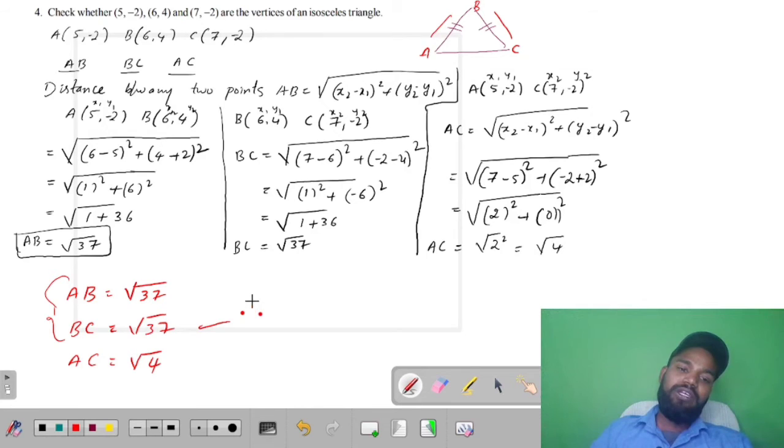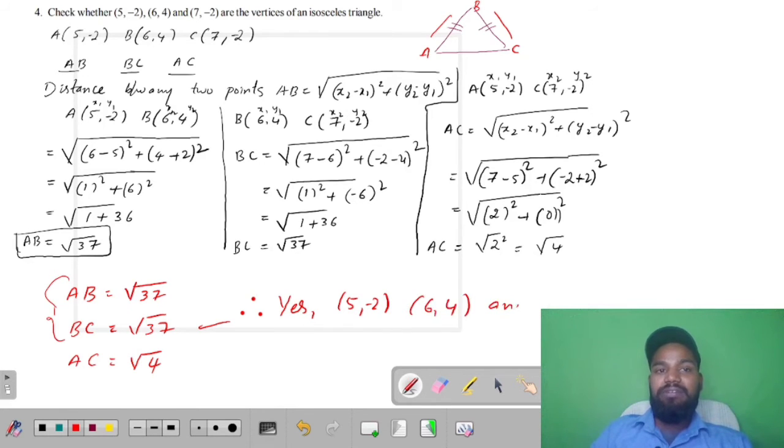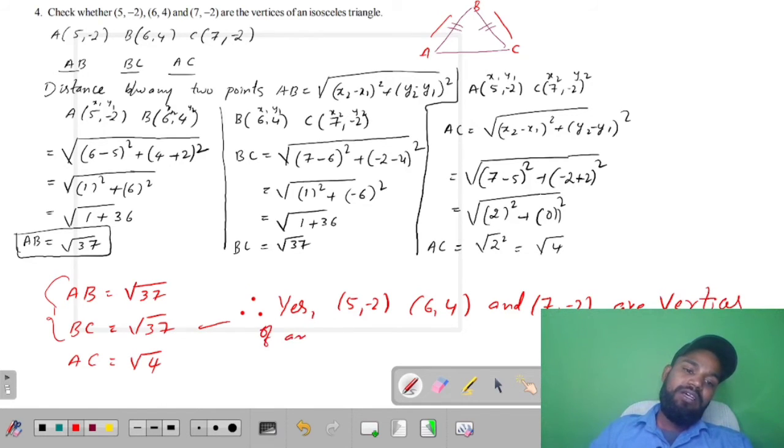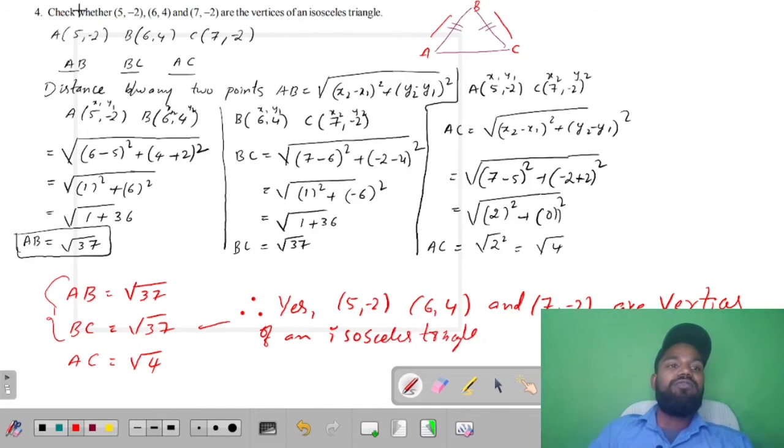So therefore you can write like this. We can check whether they are asking questions. Check whether these points are vertices of an isosceles triangle or not. Yes. 5 comma minus 2 and 6 comma 4 and 7 comma minus 2 are the vertices of an isosceles triangle. Am I clear? Right. So this is the answer for the fourth problem.